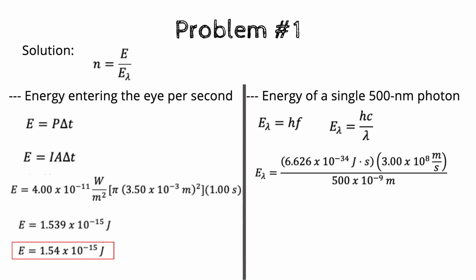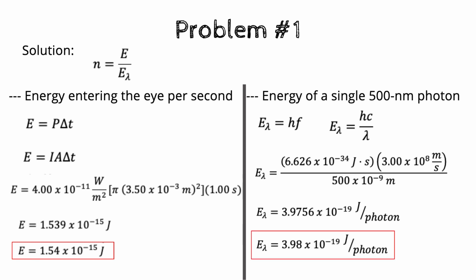Plugging in, we have 6.626 times 10 to the negative 34 joule second times 3.00 times 10 to the power of 8 meters per second over 500 times 10 to the negative 9 meters. We get 3.9756 times 10 to the negative 19 joules per photon. We can also write the energy as 3.98 times 10 to the negative 19 joules per photon, since we have the least significant digits of 3 from the plugged-in values.